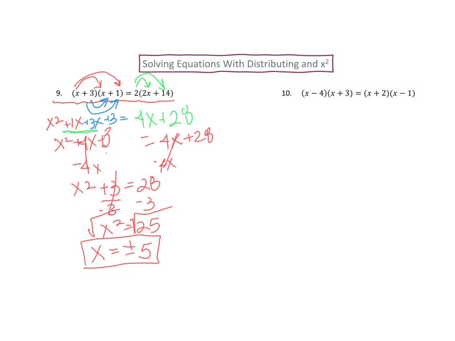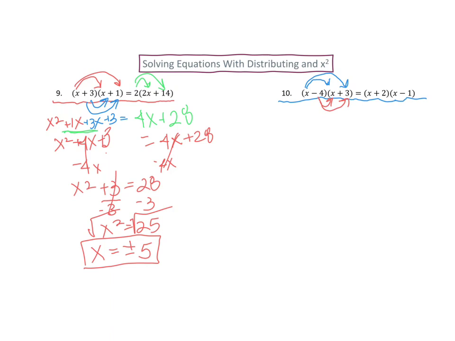All right, let's take a look at number 10. It says x minus 4 times x plus 3 equals x plus 2 times x plus 1. And so we have to multiply all this out. We take our x and we multiply it times the first term and the second expression and the second term. And then we take our negative 4, because the negative sign goes with that 4, and multiply them by both.